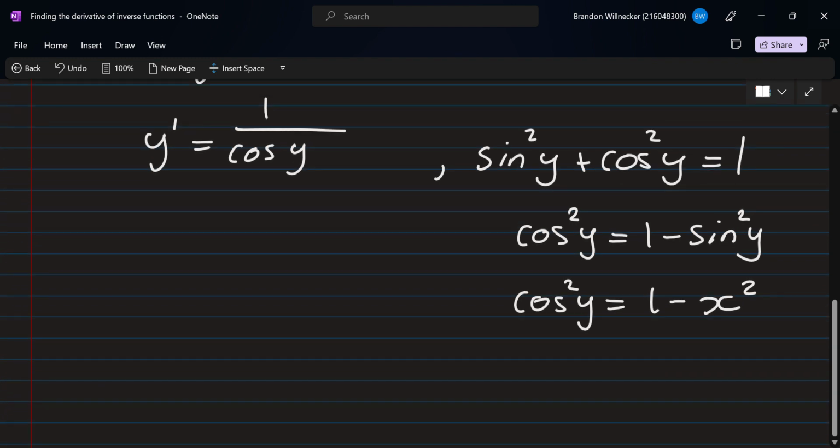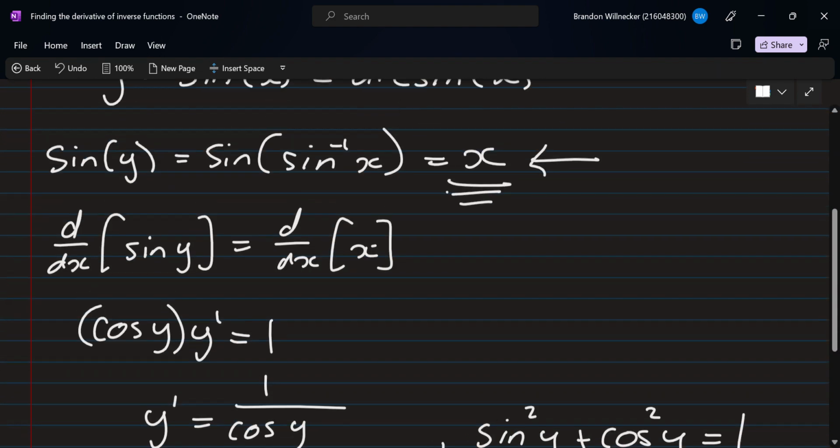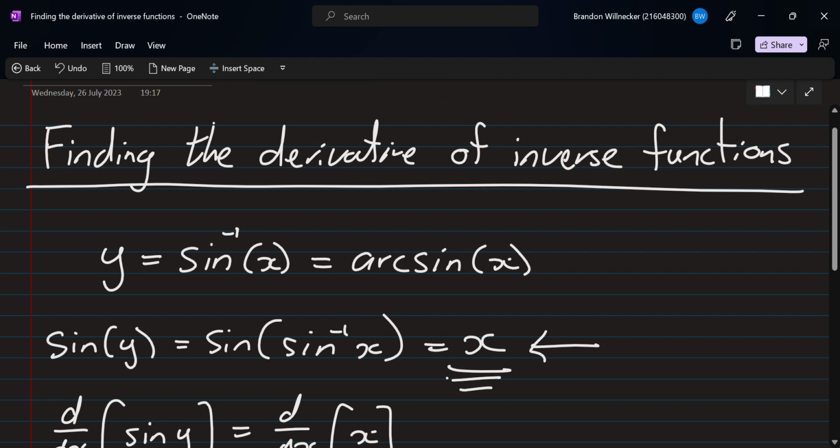You can take the square root. So we get cos of y is the square root of 1 minus x squared. Notice how we're leaving out the minus square root part. That will be the homework question: to explain why we take the positive square root to get our answer and not the negative. Think about how this function looks and why the gradient, or why y prime, looks like that.